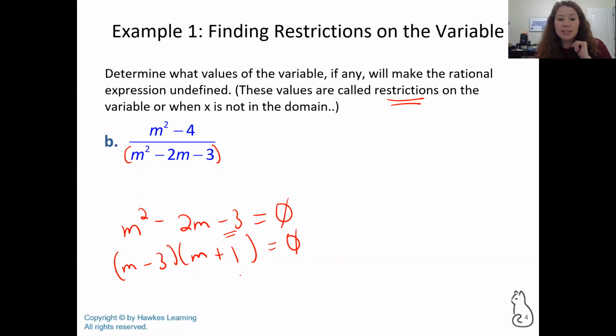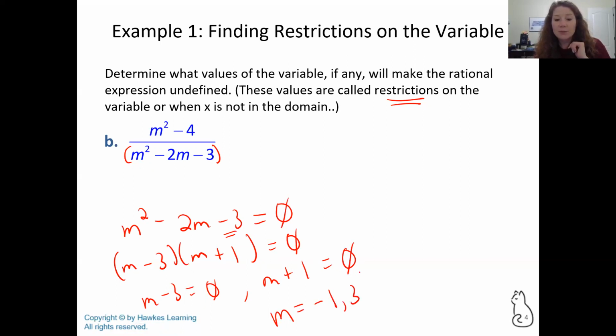And since it's equal to 0, that means we're going to take both expressions and set them equal to 0. So m cannot be either -1 or +3. These are our restrictions. So m cannot be either of those answers, right?